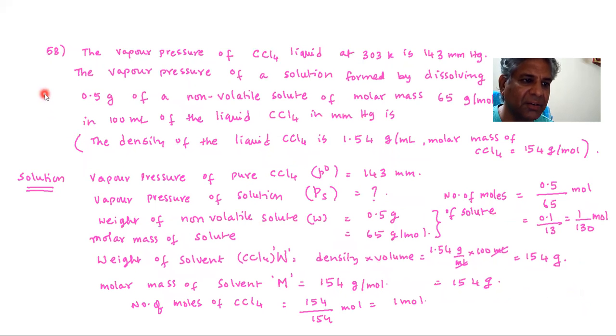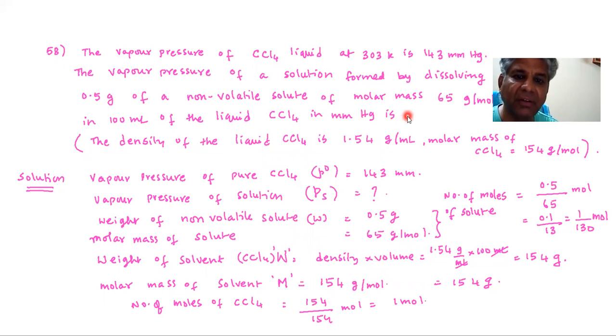Next, coming to the 58th question. The vapor pressure of CCl4 liquid at 303 Kelvin is 143 millimeters of mercury. See here, the vapor pressure of the pure CCl4, that is P0, is given to you. The vapor pressure of a solution formed by dissolving 0.5 grams of a non-volatile solute of molar mass 65 gram per mole in 100 ml of the liquid CCl4, in mm, is.